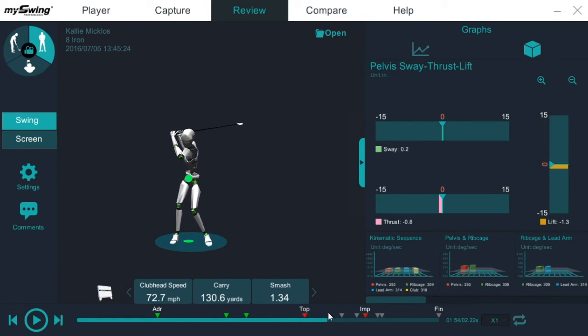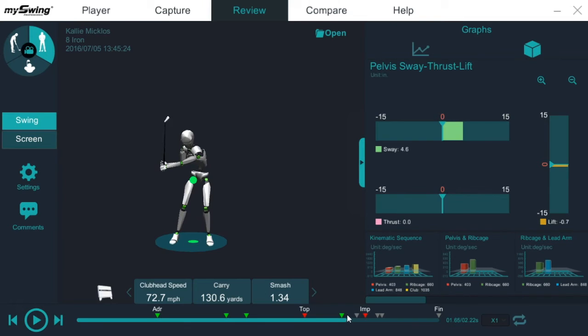We'll continue down in the downswing. At this point, she is back to where she was at address. About right there. She's back to 0. We continue on. She's going to get quite a bit forward. She's over 5 inches. And at impact, she's around 6.5 inches of sway toward the target. So overall, she's moved over 11 inches. So this is something you would definitely want to take a look at.